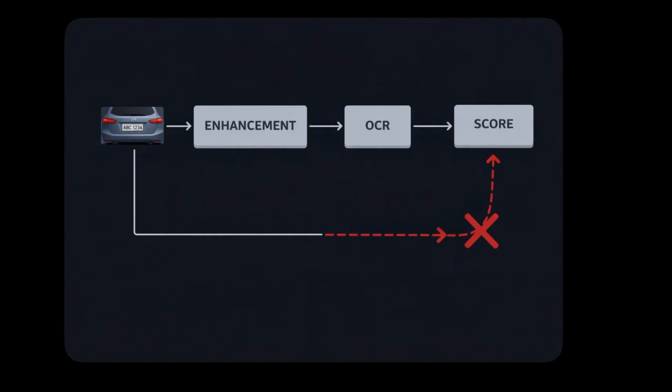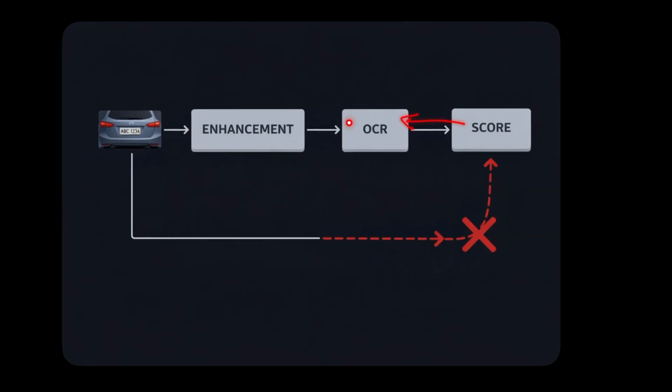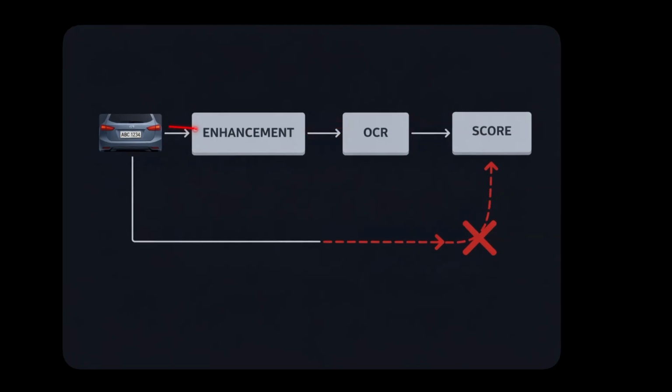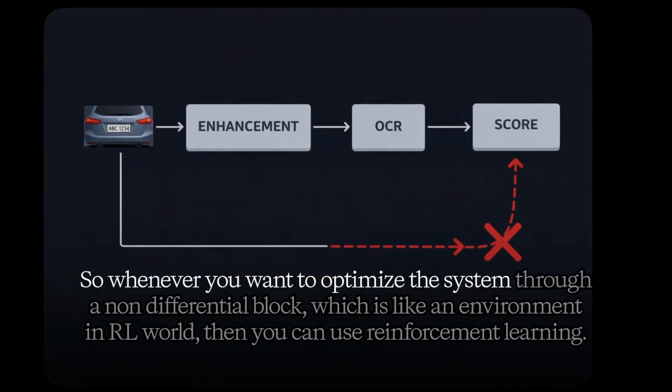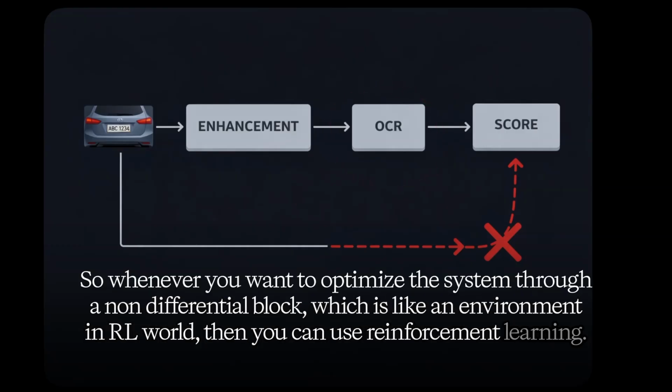So here's the issue. The gradients do not backpropagate through the downstream system to the enhancement and back to the image, because your downstream systems are frozen. They're not part of the training loop. So you cannot backpropagate through the OCR, for example. You're stuck. You can measure the success, but you cannot directly optimize for it. That's where the problem becomes interesting, and that's another reason why we need reinforcement learning. Whenever you want to optimize a system through a non-differentiable block, which is like an environment in the RL world, you can use reinforcement learning.